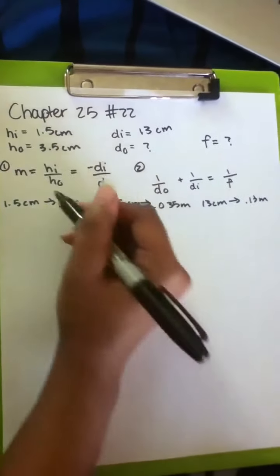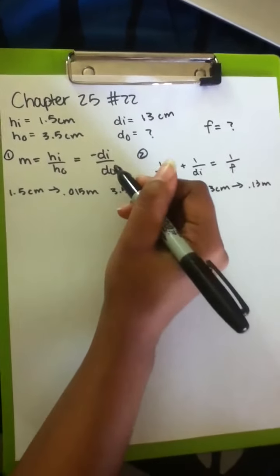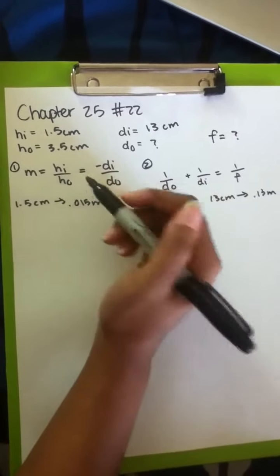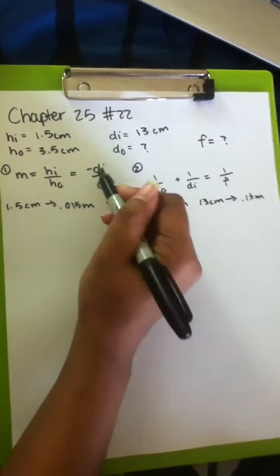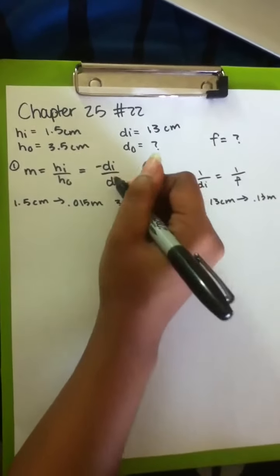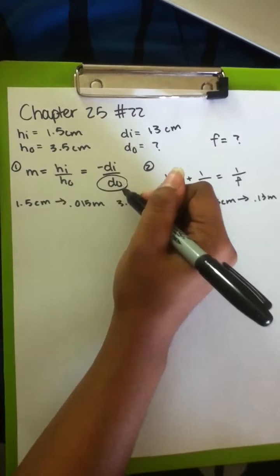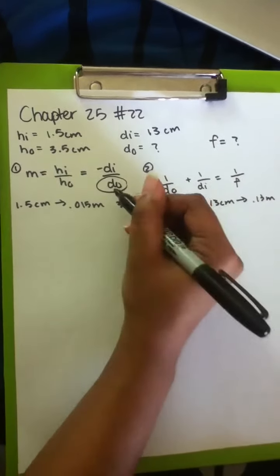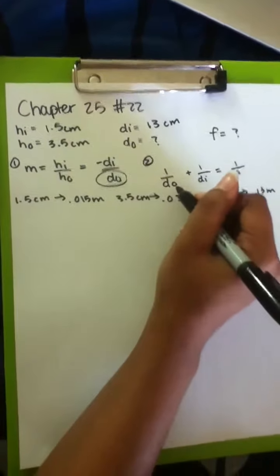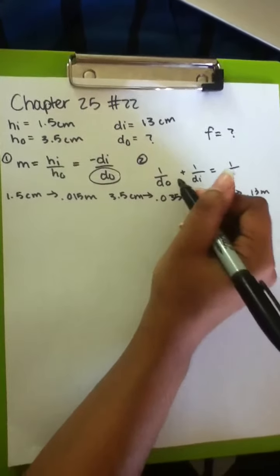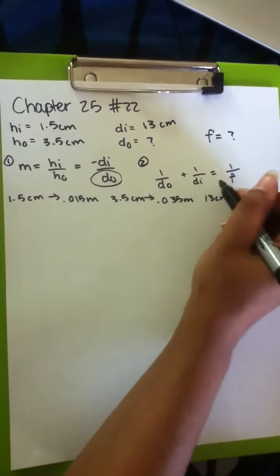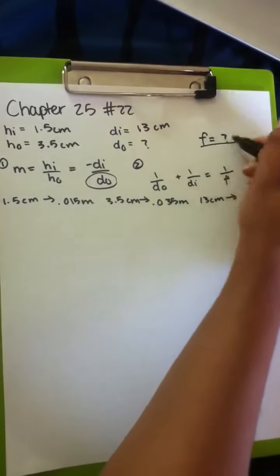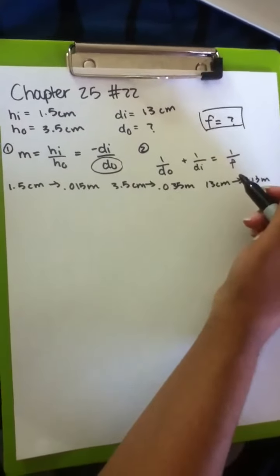I am going to use the first equation first because we have the height of the image, the height of the object, and the distance of the image, but we do not have the distance of the object. Once we find the distance of the object, we can plug it into the second equation, and because we have the distance of the object and the distance of the image, I can easily find the focal length, which is what we ultimately want to find.